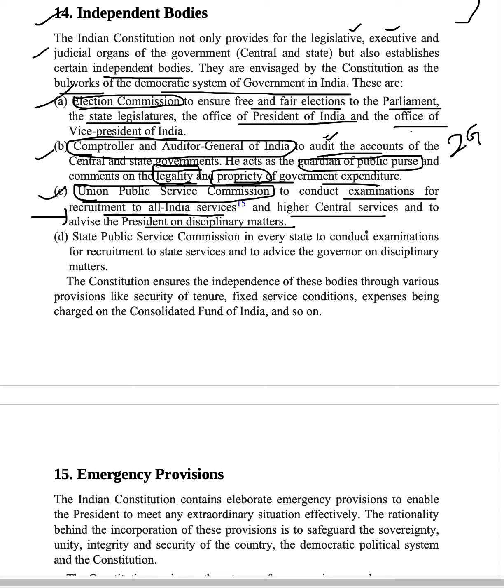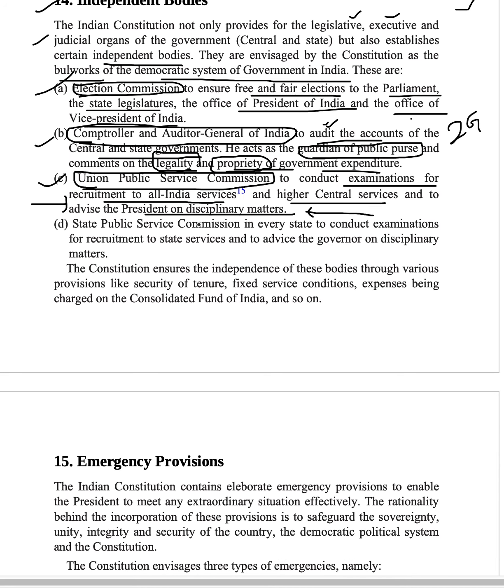The second important aspect of UPSC is also to advise the president on disciplinary matters of these particular officers. So if the officers that are taken up by the UPSC do something wrong in their career, then the report or the inquiry is done by the UPSC, and it advises the president to take appropriate action.